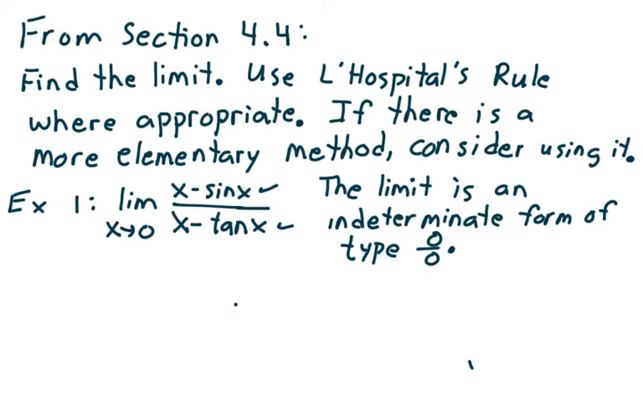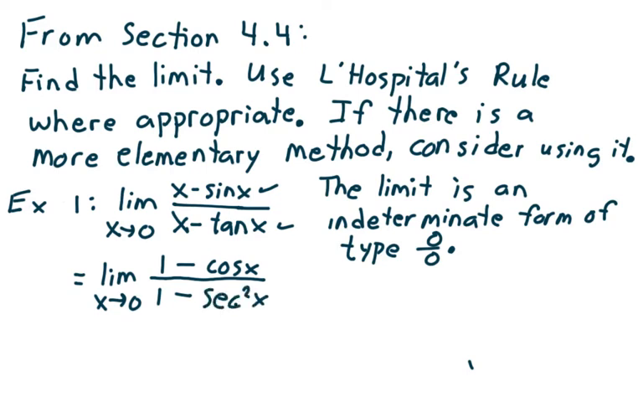So we're going to apply L'Hopital's rule. So this is the limit as x goes to 0 of the derivative of x is 1, the derivative of sine x is cosine x, the derivative of x again is 1, and the derivative of tangent x is secant squared x. Now, this second limit is still of indeterminate form of type 0 over 0. And so we're going to apply L'Hopital's rule again. Because remember, secant of 0 is 1, right? So we have 0 over 0.